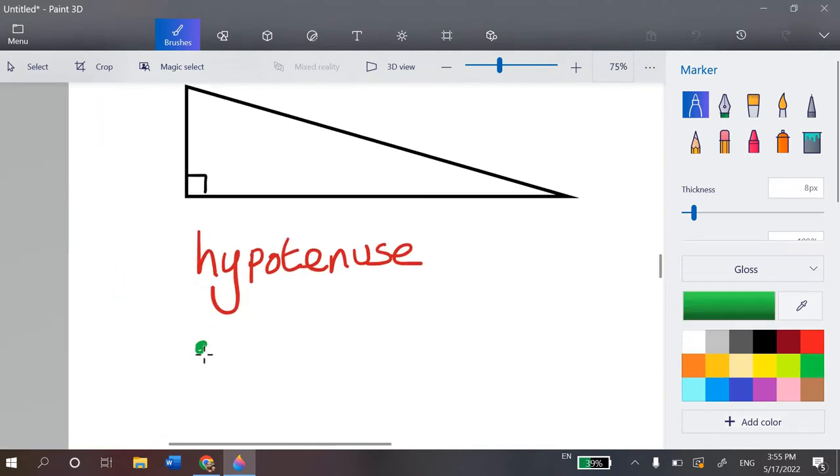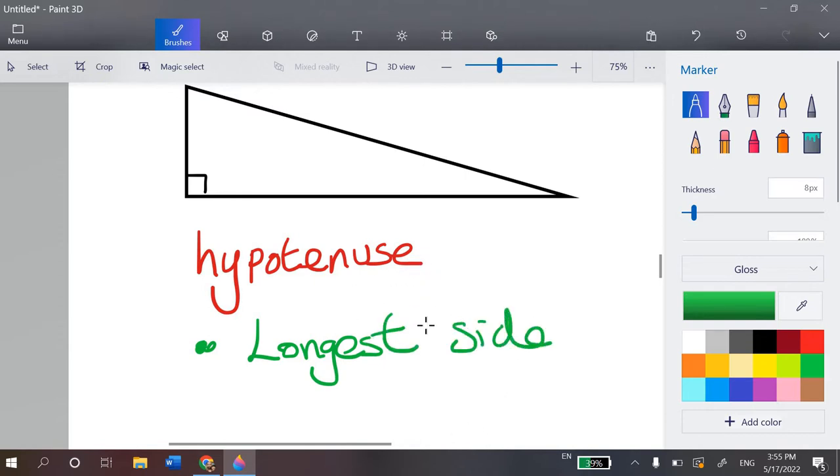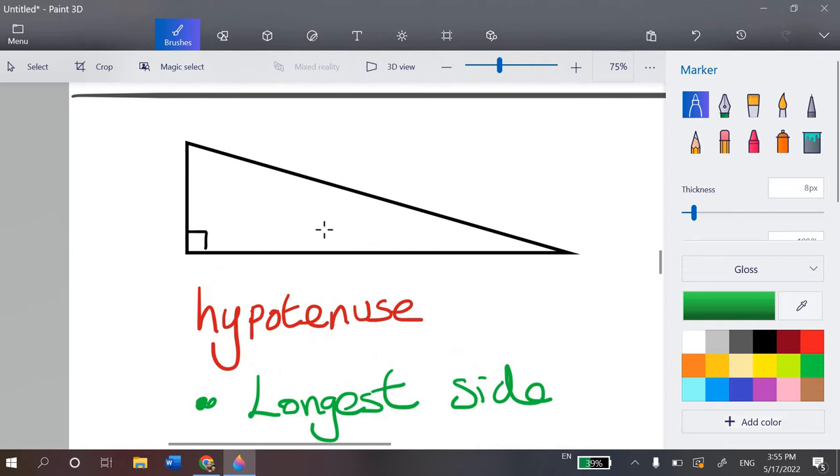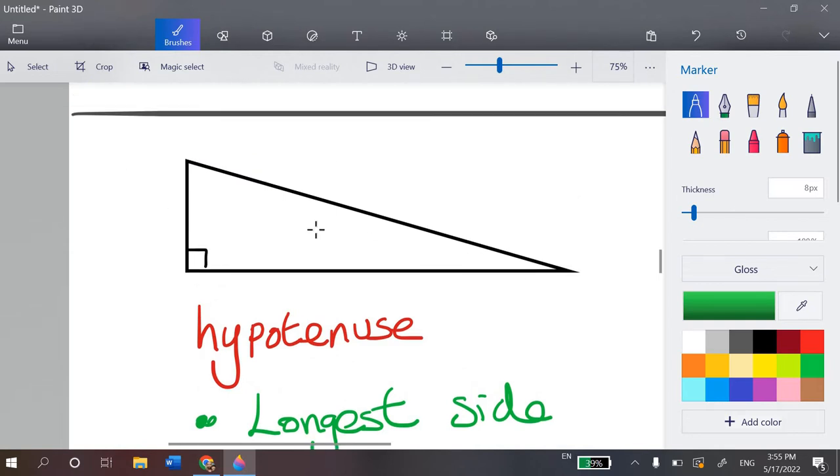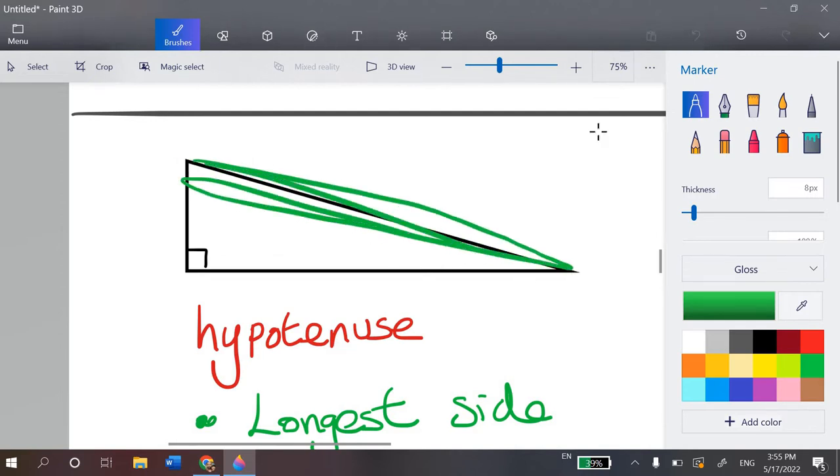There are two ways to find the hypotenuse. First of all, it is the longest side. Okay, that's the first way we can find it. It's the longest side. So if we look at this triangle here, which side is the longest side? Yes, we can clearly see that this side at the top here, this is the longest side. So this side is the hypotenuse, okay, up here, this side.